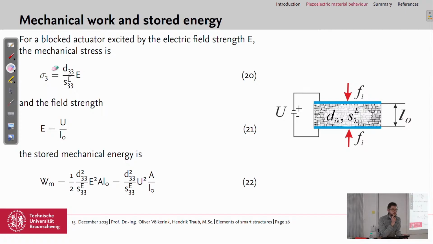Yeah. Sorry? This one. What is missing? The denominator. Yeah, D33 squared, yeah, divided by 2. Ah, yeah, of course. So here it is missing, right? Yeah. Thank you.